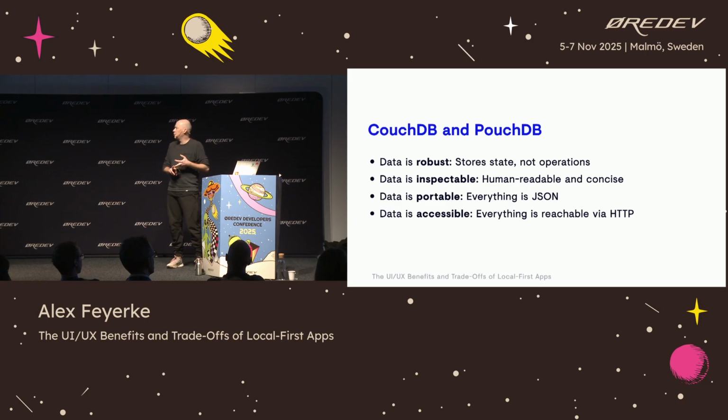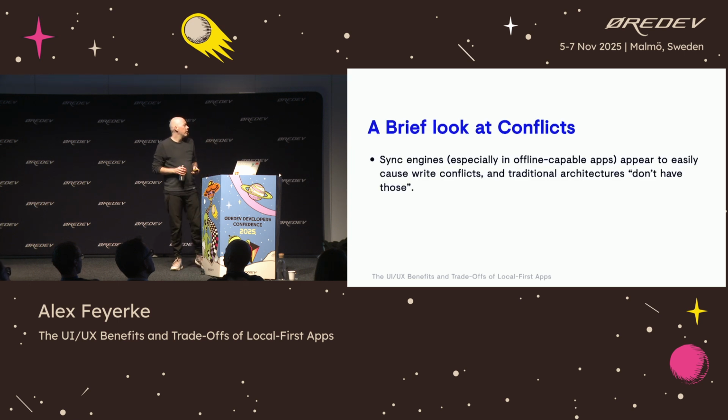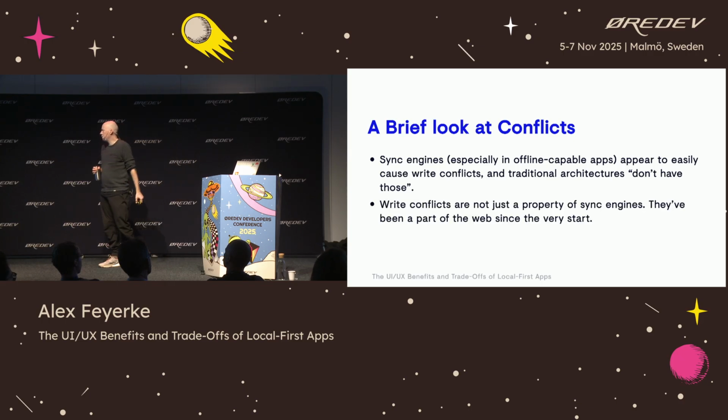Right, now as we briefly alluded to, one of the central problems of syncing data around between databases is that you're going to run into conflicts. So let's look at those for a minute. So sync engines, especially in offline-capable apps, appear to easily cause write conflicts. Right? It's very easy to visualize why this would be the case. And many people have the perception that traditional architectures don't have this problem, but that's not really true, right?